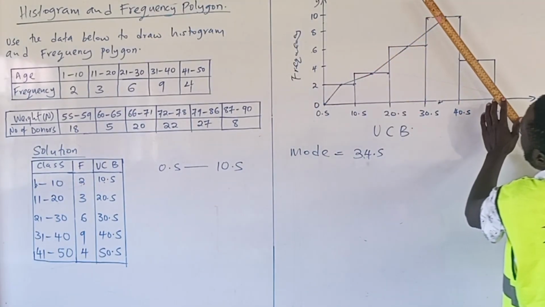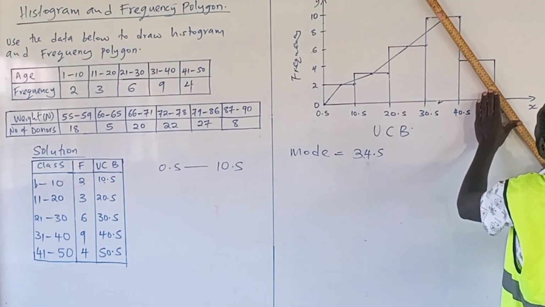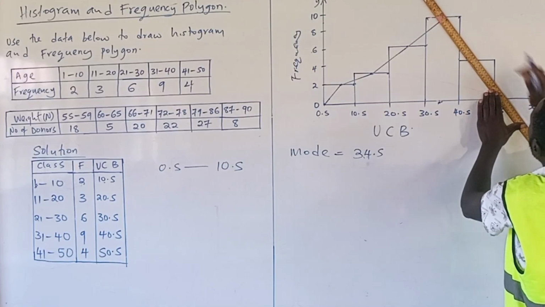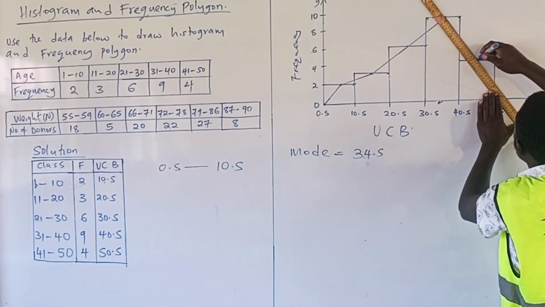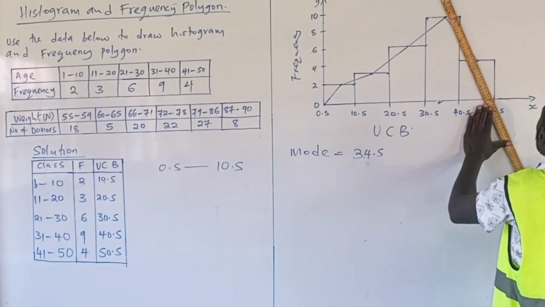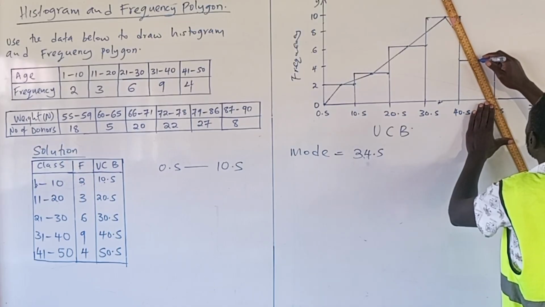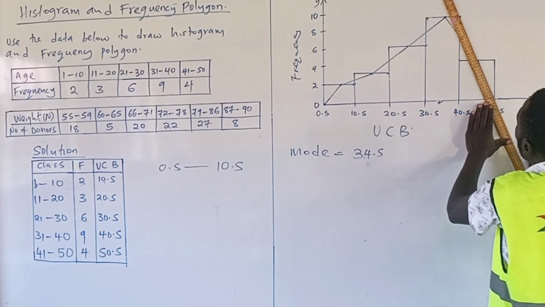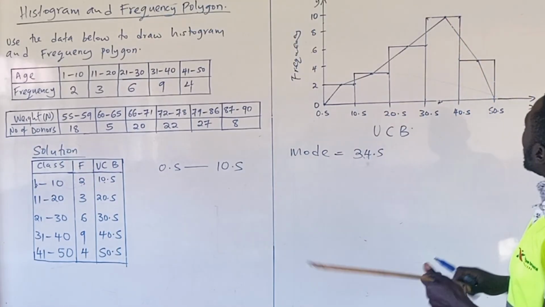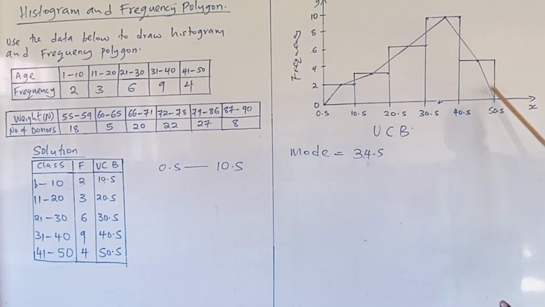You're just joining the midpoints of the bars. So this one is what is known as a frequency polygon, and that is how you get that.